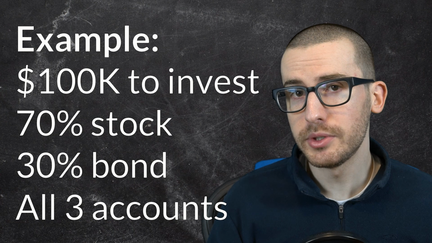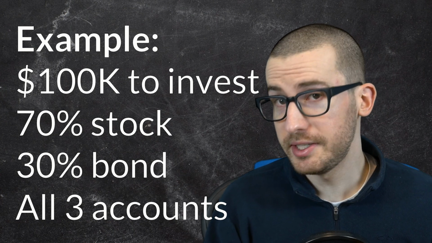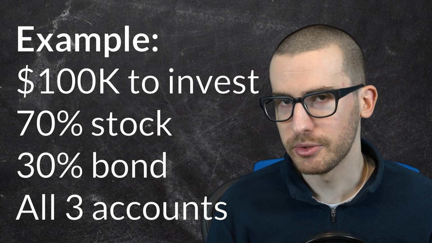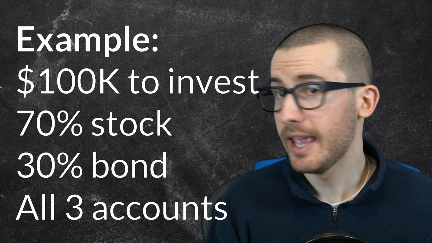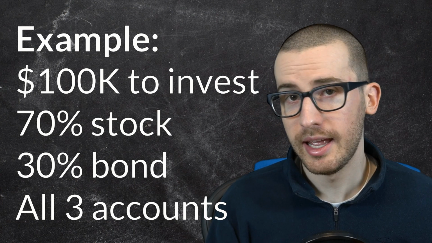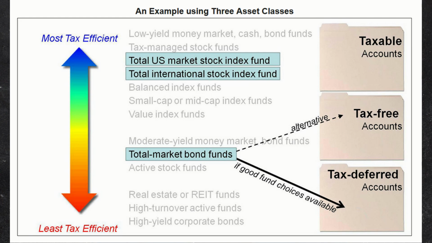In this example, we'll say we have $100,000 that we want to have invested, roughly 70% stocks and 30% bonds, and we have access and space within traditional and Roth retirement accounts, as well as a taxable account as well. The first thing we want to do is make space for our least tax efficient investments, or our most tax inefficient investments. For many people, this will be their bonds.